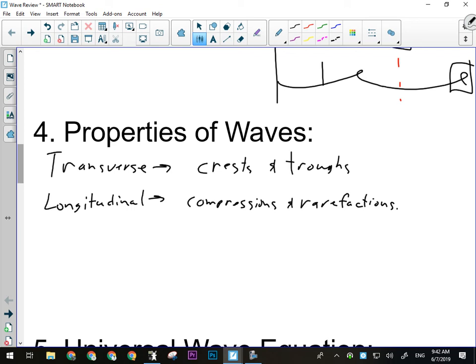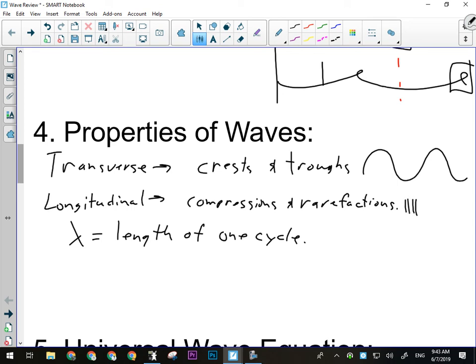Things that are going to be new would be things like wavelength, lambda, the length of one cycle. So a transverse wave goes like this, right? That's a transverse wave, whereas a longitudinal wave is a compression followed by a rarefaction followed by a compression, right? So back and forth, back and forth.